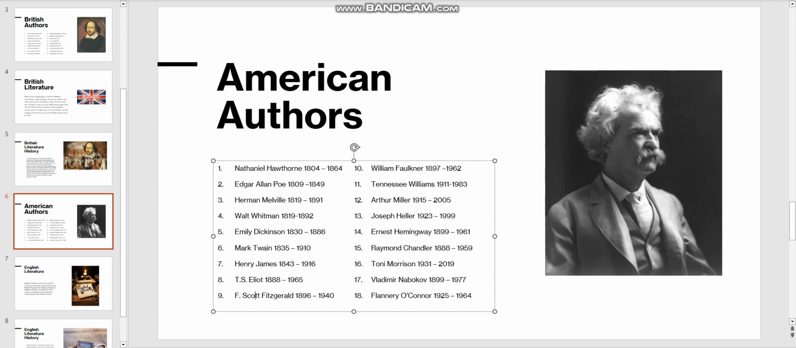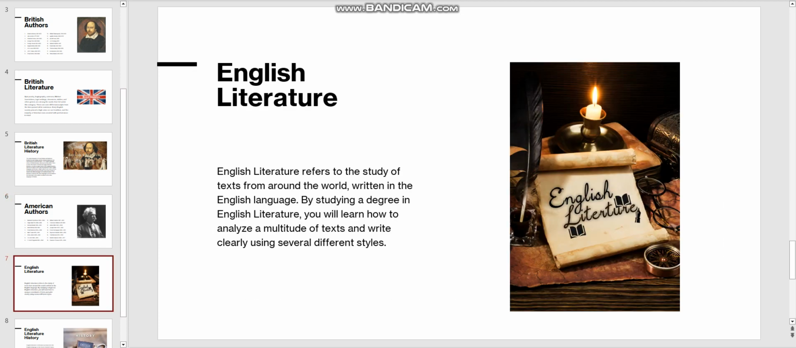And on the other slide we have English literature. I have a little concept here. English literature refers to the study of texts from around the world written in the English language. By studying for a degree in English literature, you will learn how to analyze a multitude of texts and write clearly using several different styles.